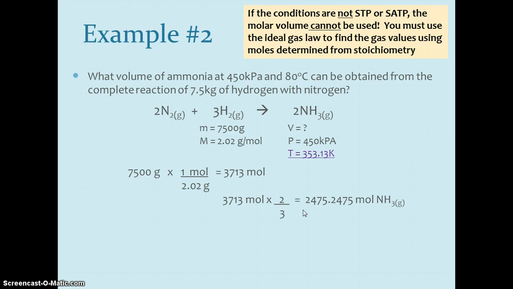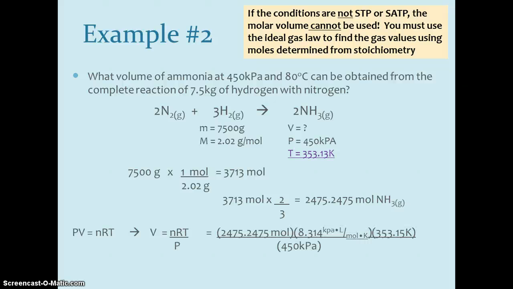And then we're going to convert this into volume using the ideal gas law. Plugging in our numbers, remembering that R is 8.314, given the moles that we calculated previously, temperature and pressure that were given to us, we find that we have 16,150 liters of ammonia, or to two significant digits based on the question, 1.6 times 10 to the 4 liters of ammonia.